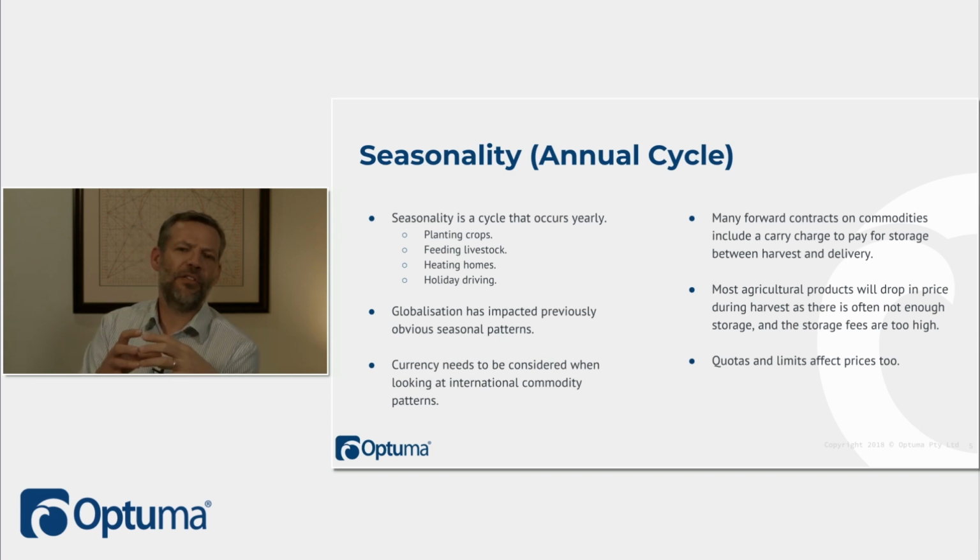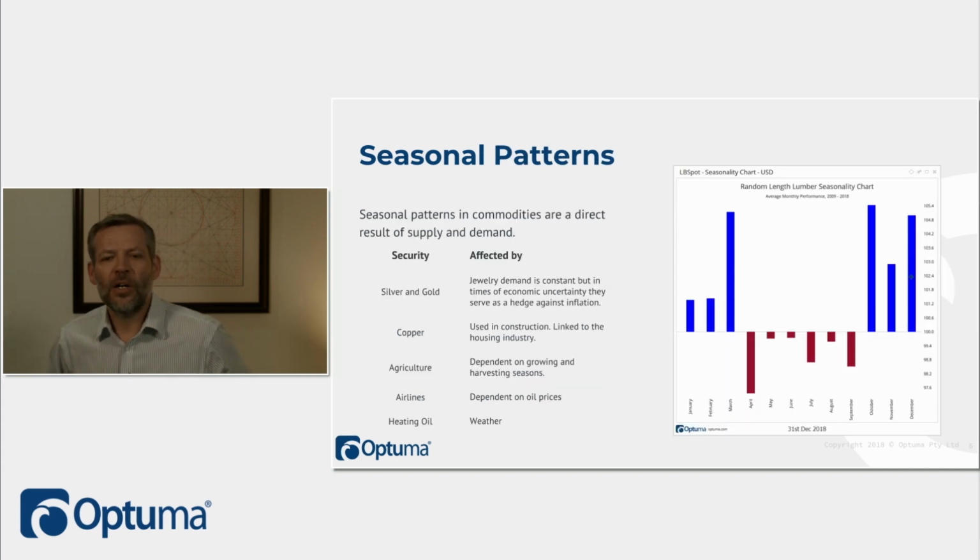With globalization and so many people now contributing, and with the southern hemisphere and the northern hemisphere feeding in significant amounts of commodities at different periods of the year, it has softened out what was once a really obvious, clear, tradable pattern that we could follow. All right, so looking at seasonality and how we view that. We use a seasonality chart in Optuma to do that.